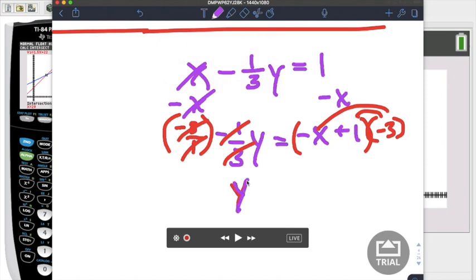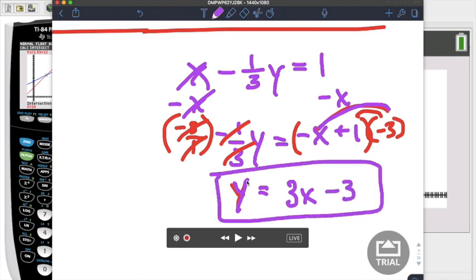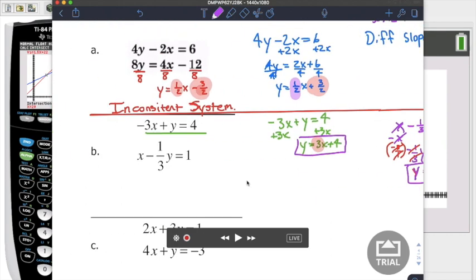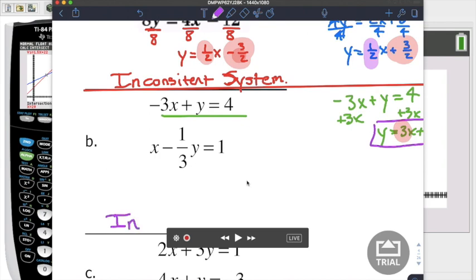So y equals, over here on the right-hand side, negative 3 times x, which gets us positive 3x, negative times a negative. And then negative 3 times 1 gives us negative 3. That would be your equation. Notice once again, these slopes are the same, but your y-intercepts are different. So that means we have another inconsistent system. They're going to be parallel, right? So if they're parallel, it's an inconsistent system.